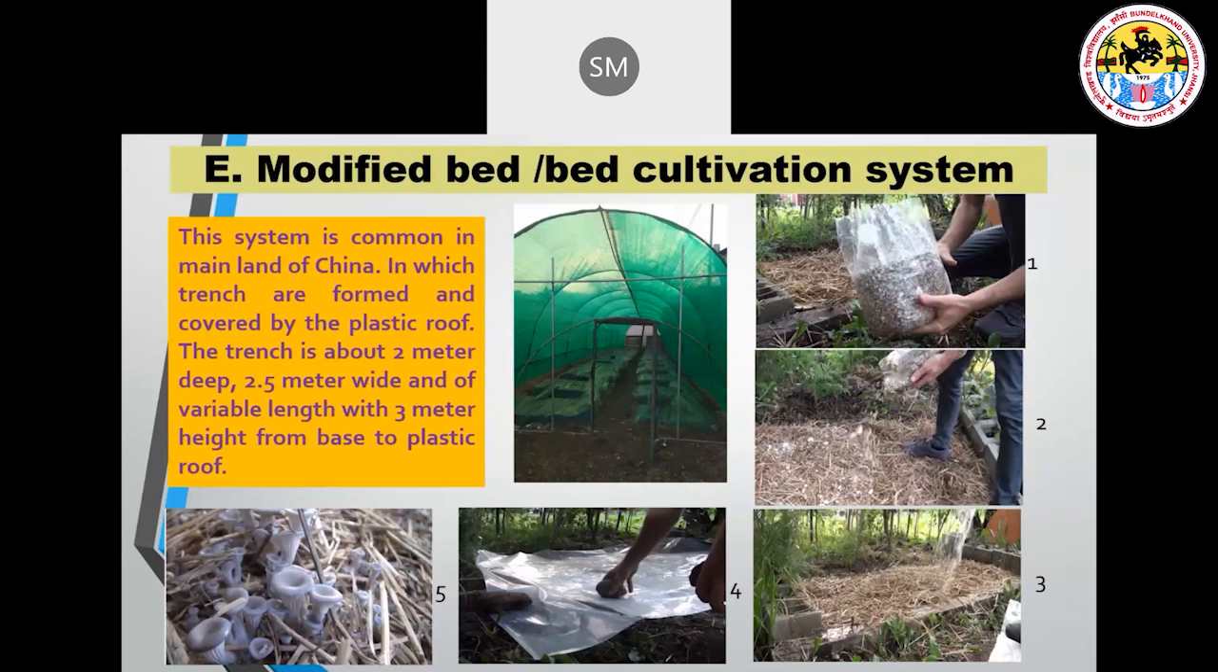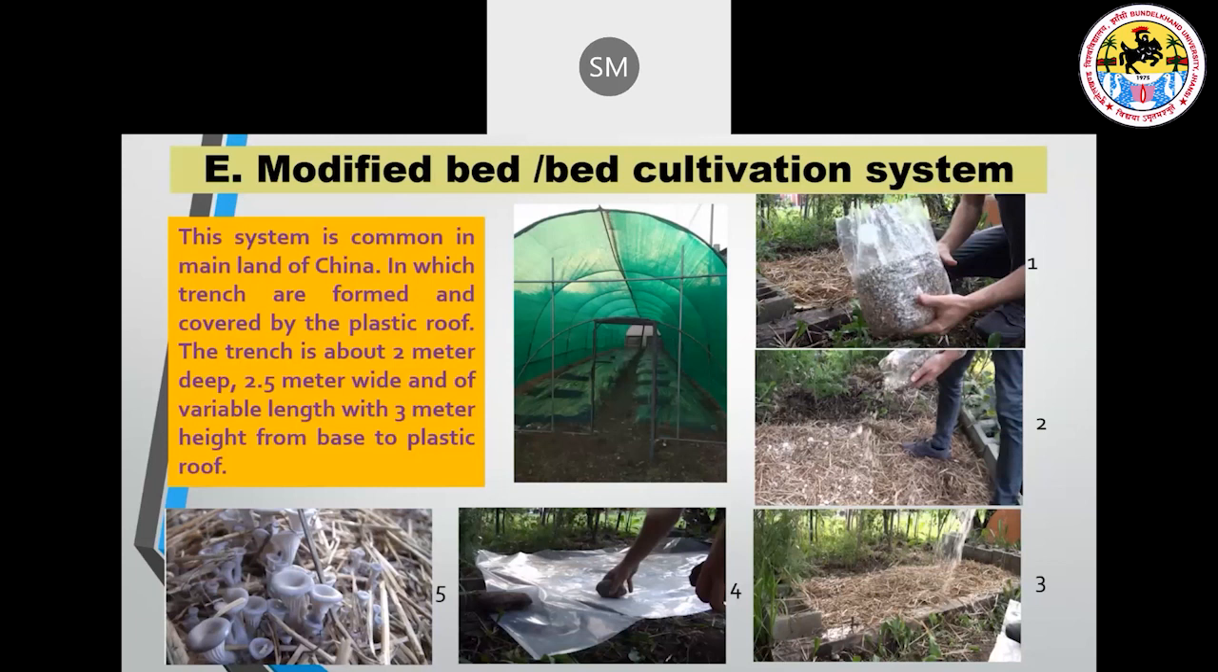This system is common in mainland China, in which a trench is formed and covered by a plastic roof. The trench is about 2 meters deep, 2.5 meters wide, and of variable length, with 3 meters height from the base of the plastic roof.